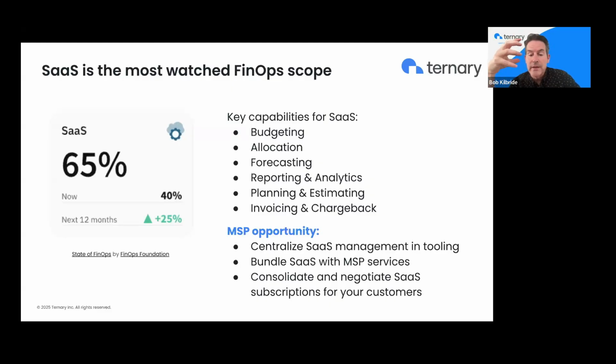So the opportunity for MSPs is to include SaaS as part of the service that you're offering. If you're offering a centralized platform or tool for FinOps cloud cost management, include SaaS as part of that. And one of the things that this does is it expands the conversation with your clients.